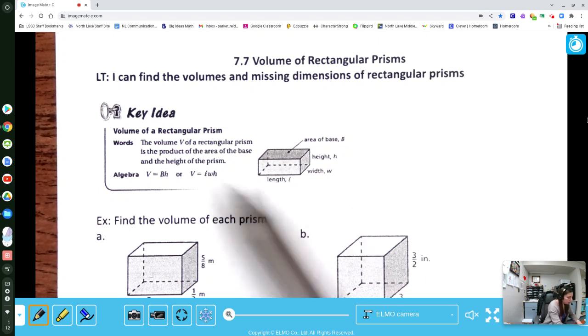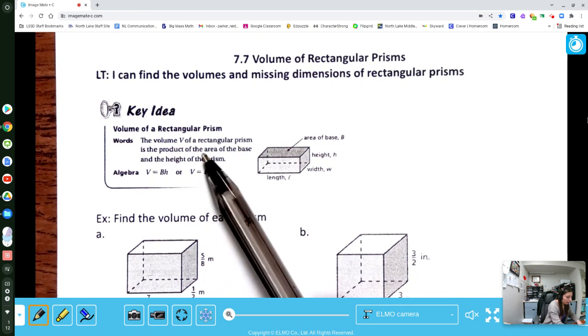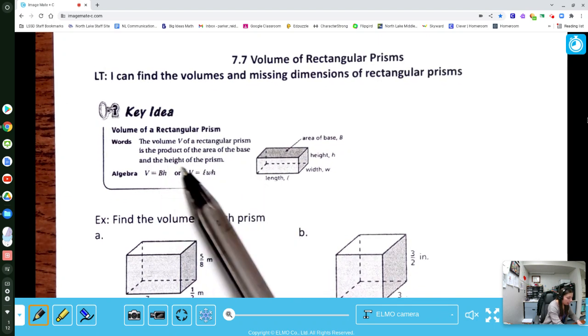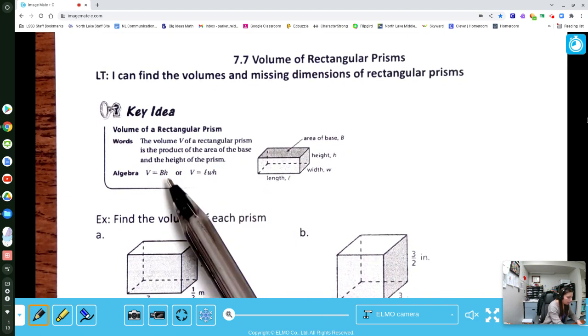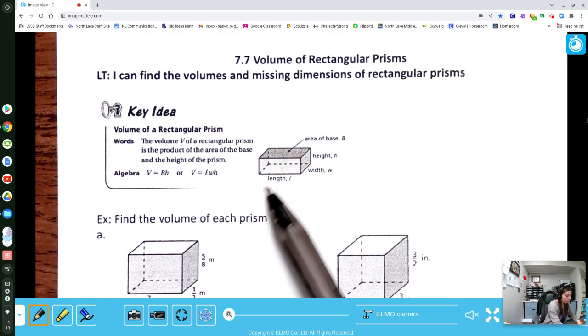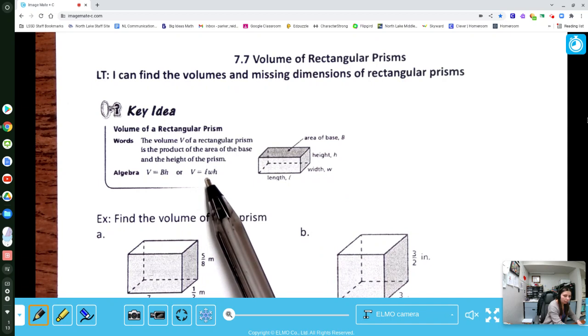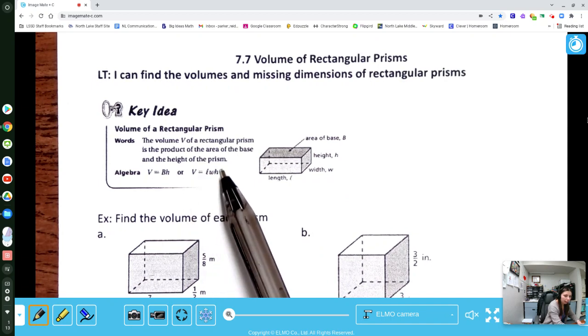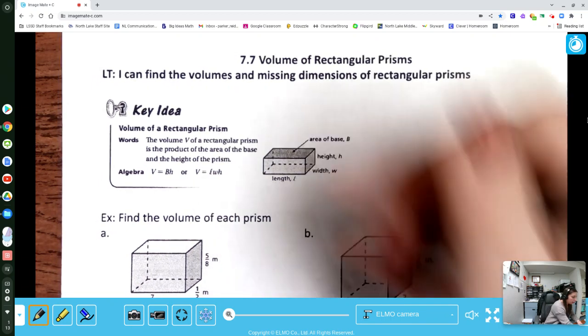It is the product, remember product means multiply, of the area of the base and the height of the prism. So we multiply together the area of the base and the height of the prism. And to get the area of the base, we're doing length times width. So another way to think about it is that you're multiplying the three values, length, width, and height, all together. Length times width times height.